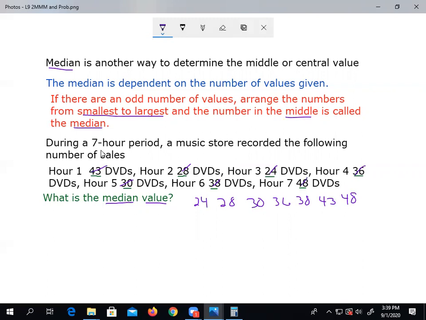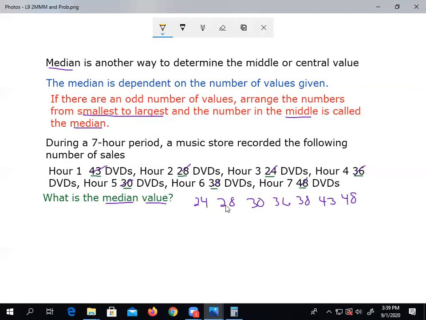So again, it said a 7-hour period, so we should have 7 different recorded numbers of sales. So we have 24, 28, 30, 36, 38, 43, 48. So they are from smallest to largest. And there was 1, 2, 3, 4, 5, 6, 7. So it's always good to double check to make sure you didn't lose a piece of data, because that will always mess it up.